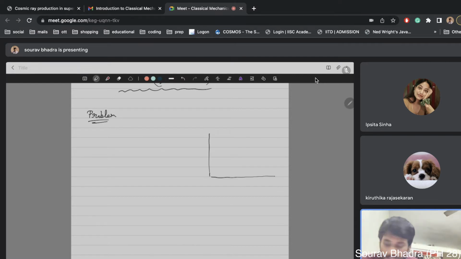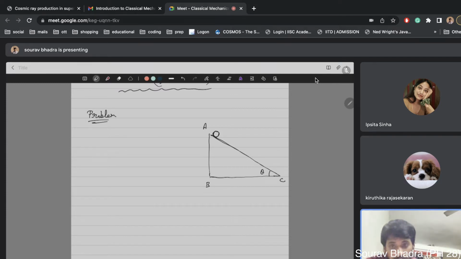Suppose this is a plane making an angle of theta with respect to the horizontal direction. Let us say ABC. Now a cylinder is rolling down from point A towards point C.